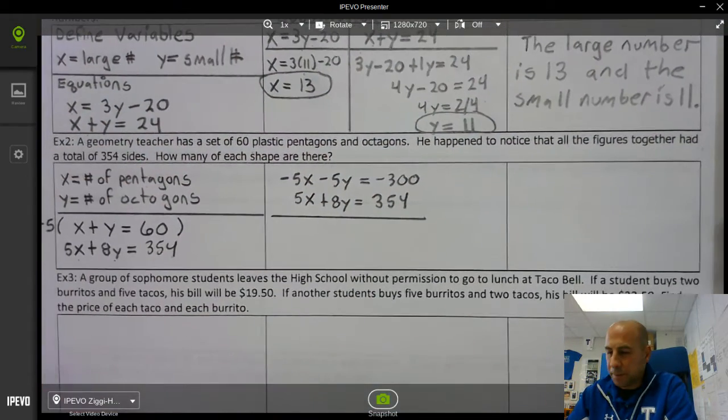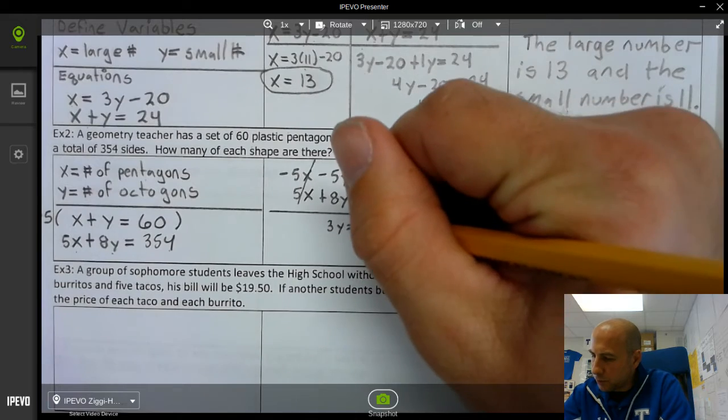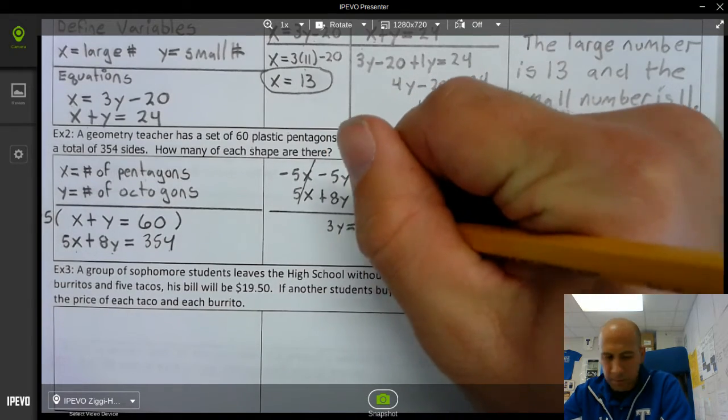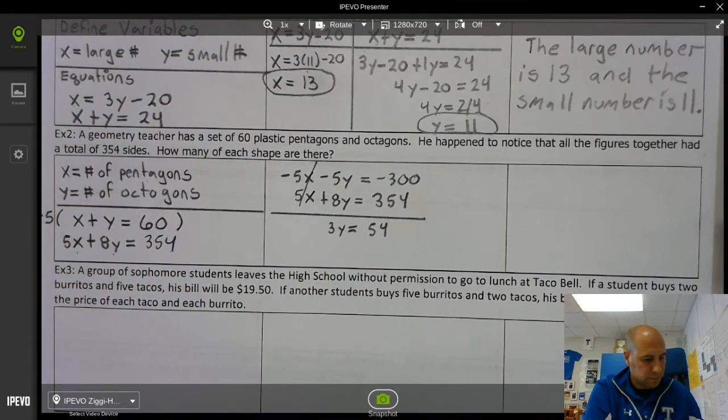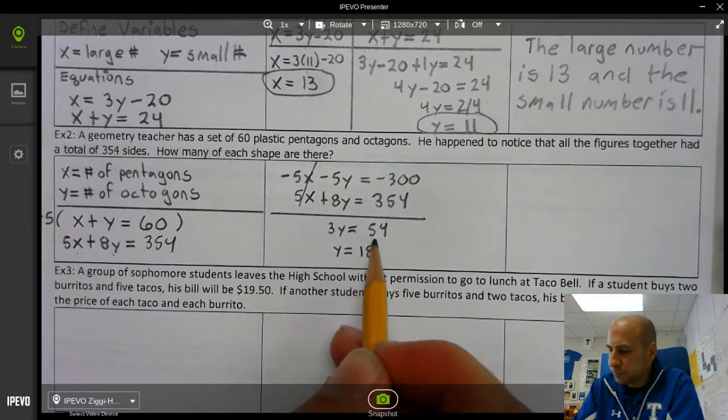All right, so the x's cancel, you're left with 3y equals 54. And 54 divided by 3 is 18. So y equals 18.